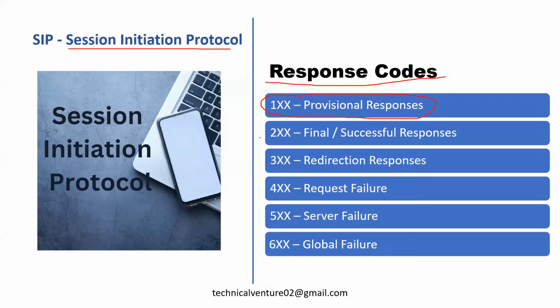Now, in today's lecture, I'm going to discuss the 2XX final or successful responses and the 3XX redirection responses, right? Both I will cover today in the same lecture, and then we'll discuss 4XX in three parts. Then we'll discuss 5XX and 6XX in one part as well, right? So before starting 2XX and 3XX, let me share my whiteboard so that I can start.